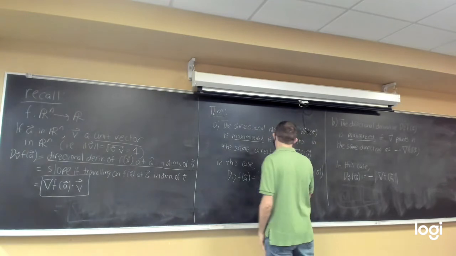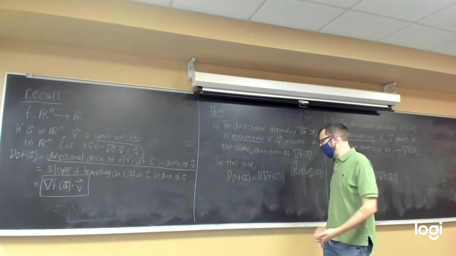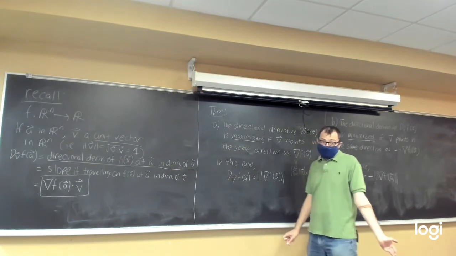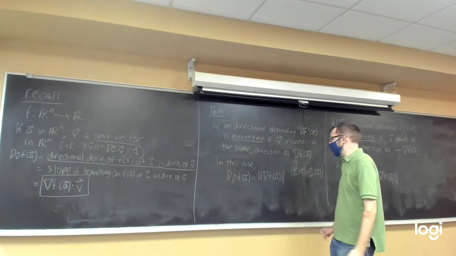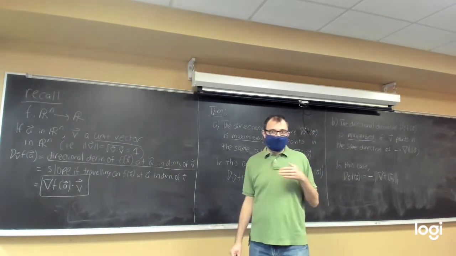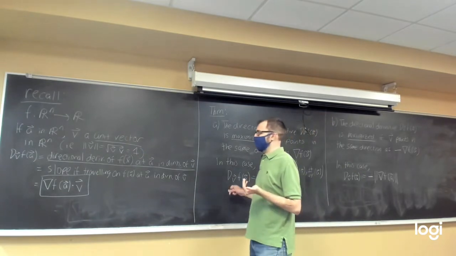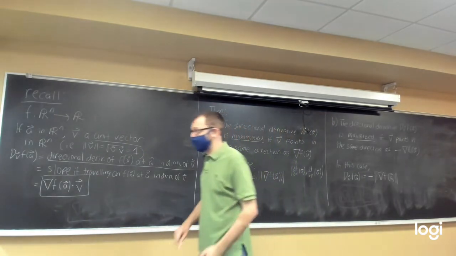The direction you walk in is going to be in the direction of the gradient vector, and the slope you'll get walking in that direction, the biggest possible slope you can get, is going to be the magnitude of that gradient. It's going to be equal to the magnitude of that gradient vector. So we're going to go through and actually prove part A here.